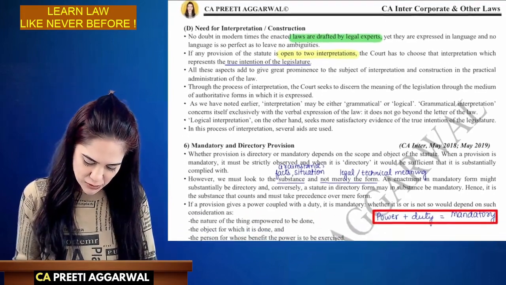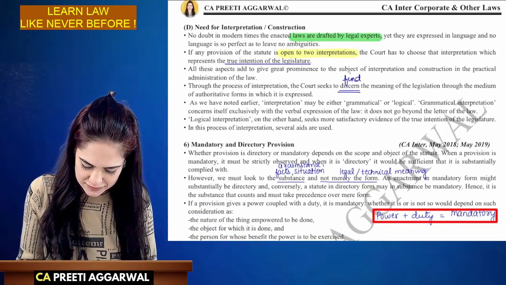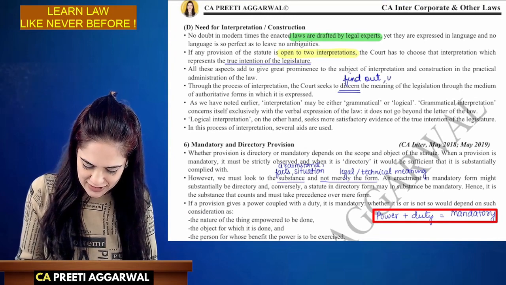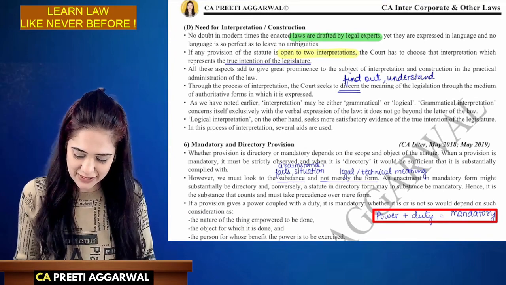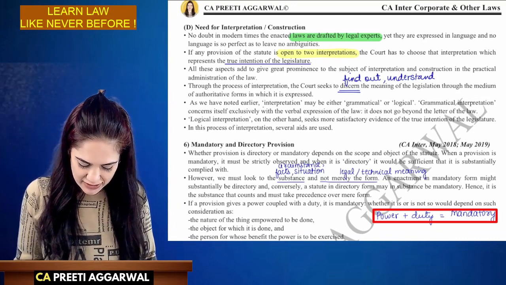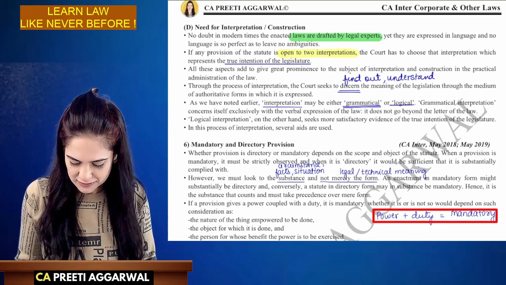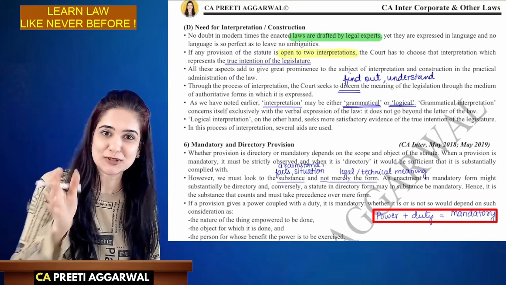Through the process, you are trying to discern. Discern means find out, understand the meaning of the legislature. Interpretation may be either grammatical or logical. Grammar means reading the text as it is. Logical means you are trying to apply logic in that.